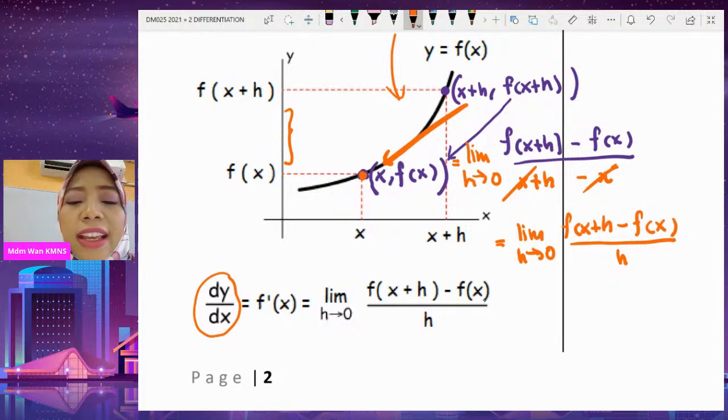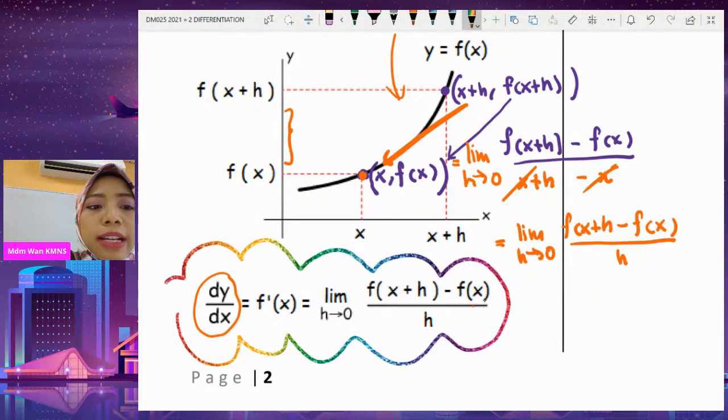Okay, and you have to modify a little bit the function where you have to add h on the x function, on the x unknown, okay, minus with the function itself, okay, over with h. Okay, can or not? Okay, so this formula you have to memorize, okay? You have to memorize. Okay, limit h approaching zero is equals to f(x+h) minus f(x) over h.